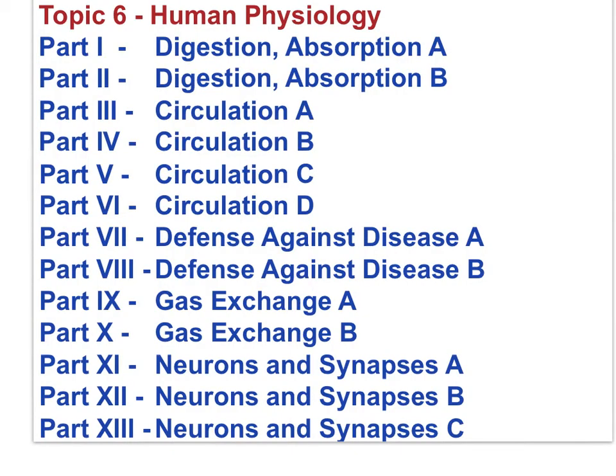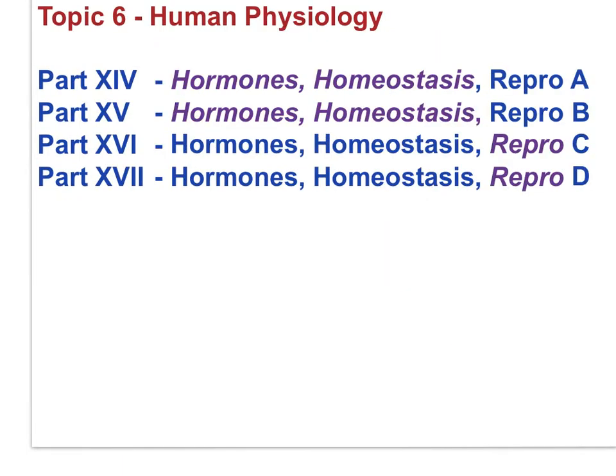This slide and the next provide an outline of all the movies available in the Human Physiology Topic 6 unit. Use this outline to find the movie you need. The focus of this movie can be seen on the next slide. The focus of this movie is here. You can see it's the first of 4 on hormones, homeostasis, and reproduction. The first 2 cover hormones and homeostasis, while the latter 2 cover reproduction.